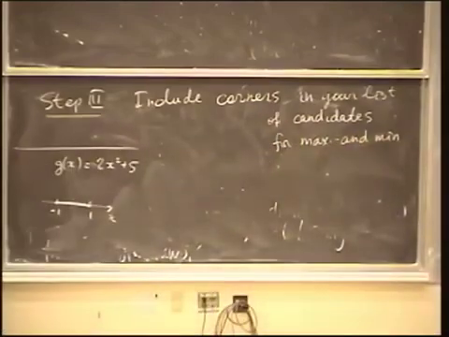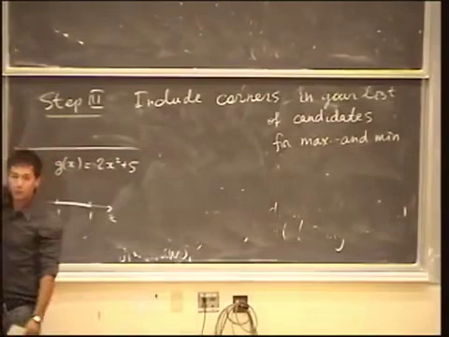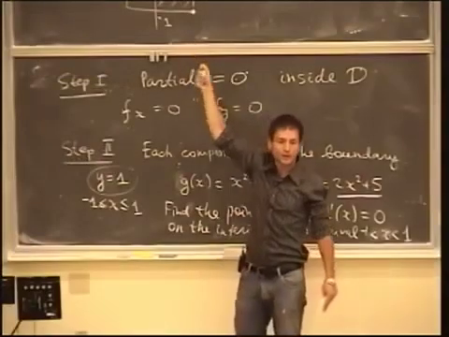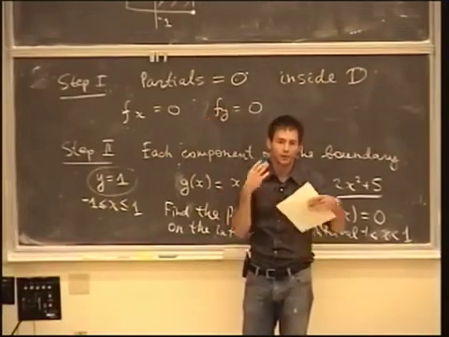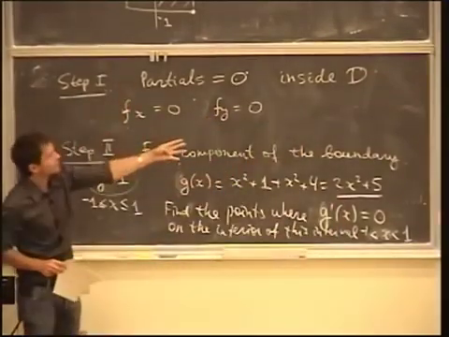So in step 2, I'm suggesting not to worry about the corners, which could also be thought of as the endpoints of the one-dimensional problems you get on the boundary, but instead just focus on the interiors of the boundary components and find the points in there where the derivative is 0. I think it's a slightly easier way to think about it. But if you like, it's okay. You can do it in 2 steps, so to speak, including the calculation of the corners in step 2.